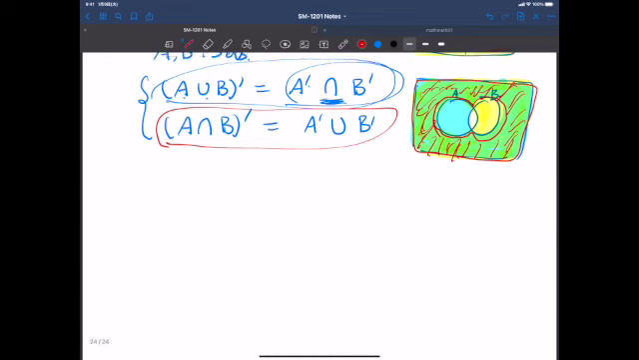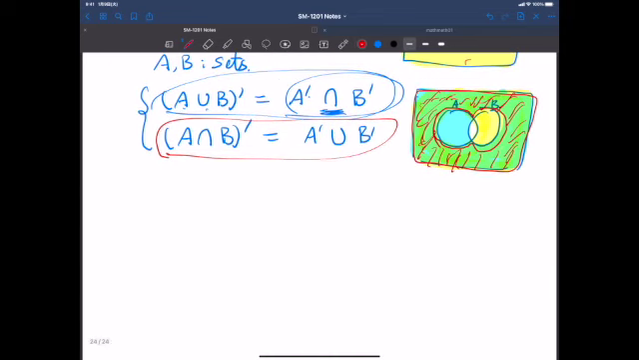But you should try to prove this based on the definitions, and that's an exercise.